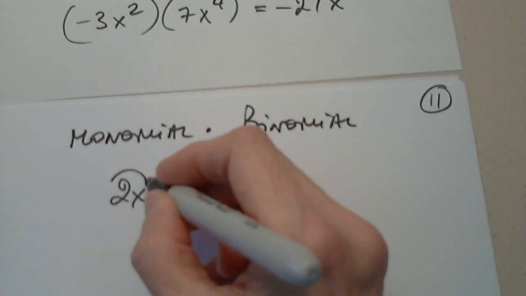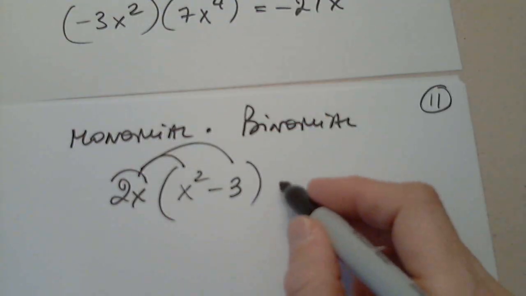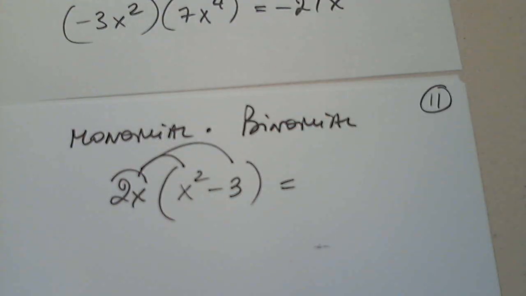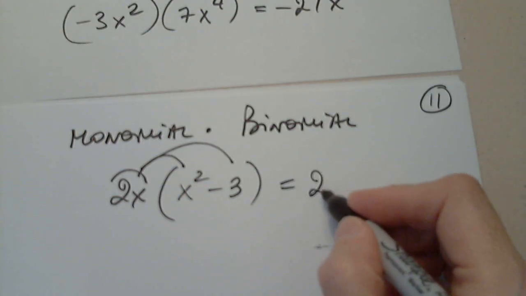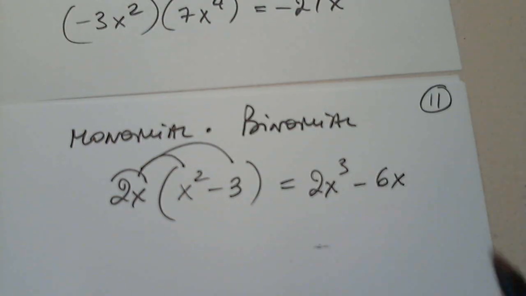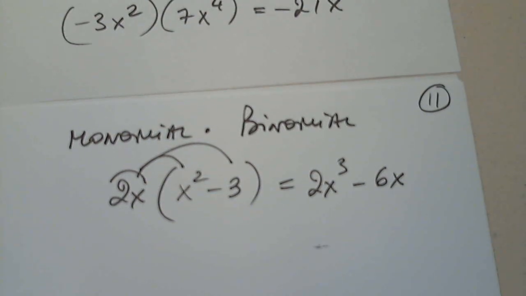So now I distribute 2x to two terms. What should I write? 2x cubed minus 6x. This is it. That's all we need to do. We distribute 2x to two terms. So 2x to the third minus 6x.